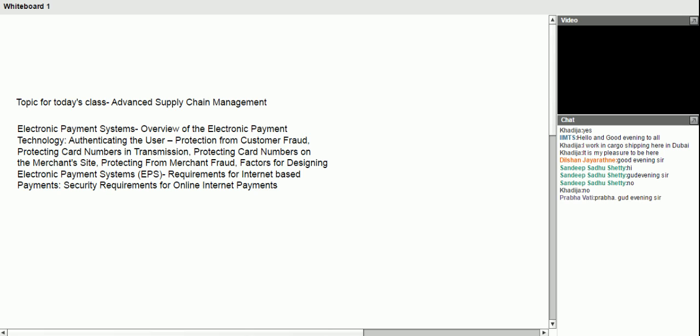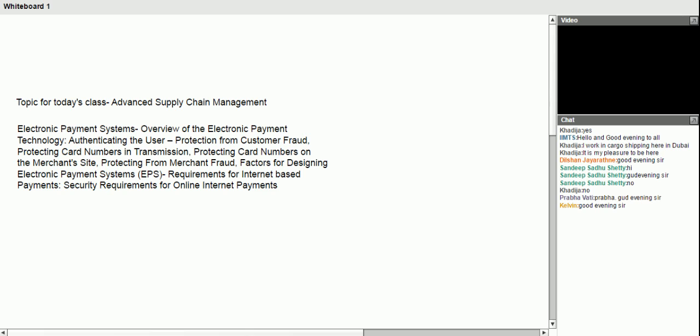The topic we are covering in today's class is electronic payment systems: the overview of electronic payment systems, technology, authentication of the user, protection from customers' fraud, protecting card numbers in transmission, protecting card numbers on the merchant side, protecting from merchants' fraud, factors for designing electronic payment systems, and requirements for internet-based payments.